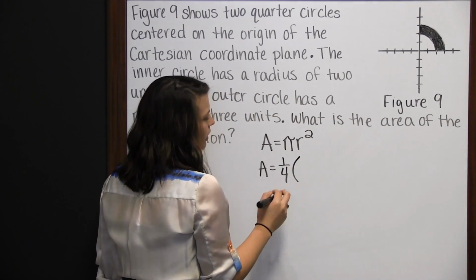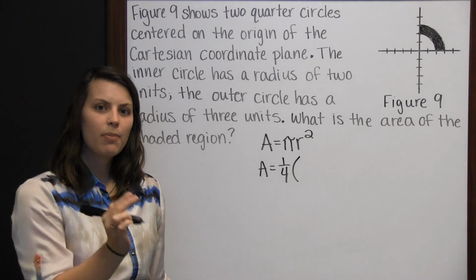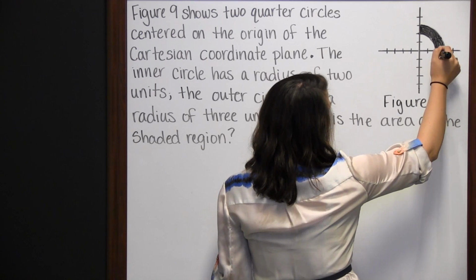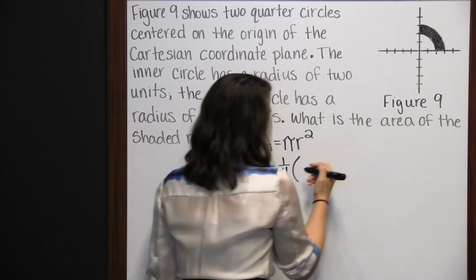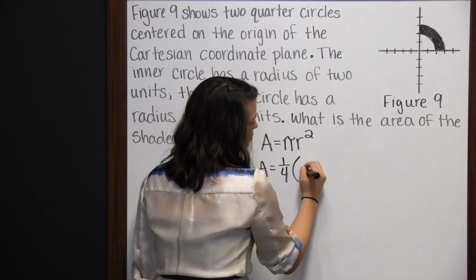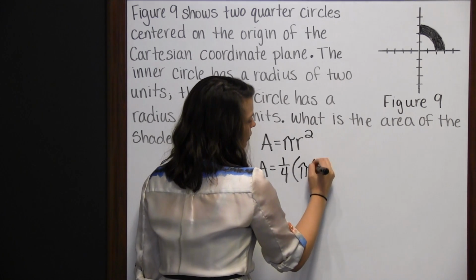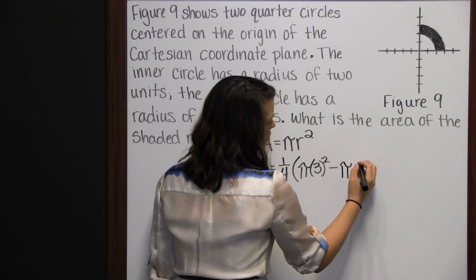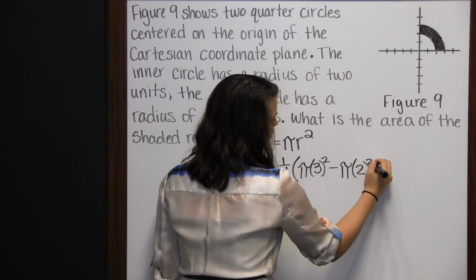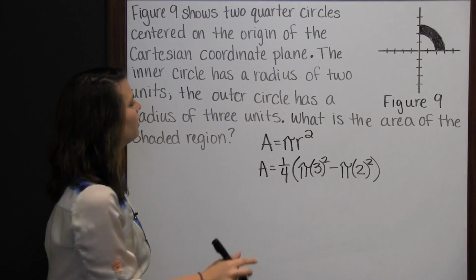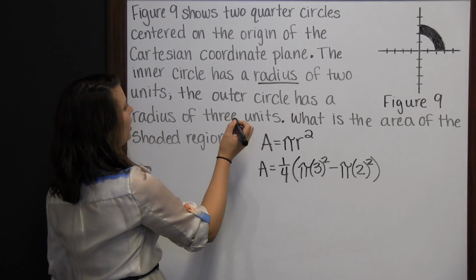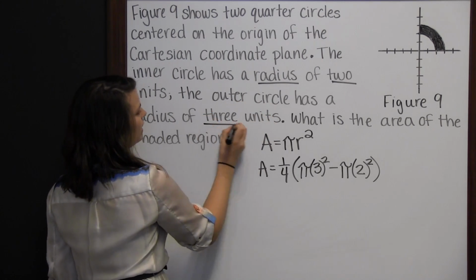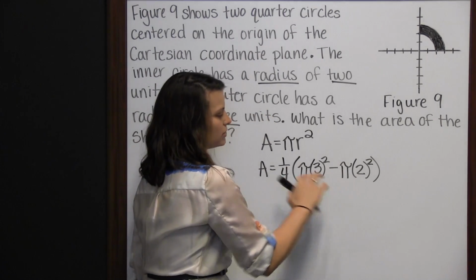So our area is a quarter of the area of these circles. And then we need to find the area of just the part between those two circles. So that would be the area of the large circle minus the area of the small circle. And the area of the large circle would be pi times the radius, which is 3 squared, minus the area of the small circle, which would be pi times 2 squared. And the 3 and the 2 came from the radius. The radius of the small circle is 2, and the outer circle has a radius of 3. So that's where these numbers came from.